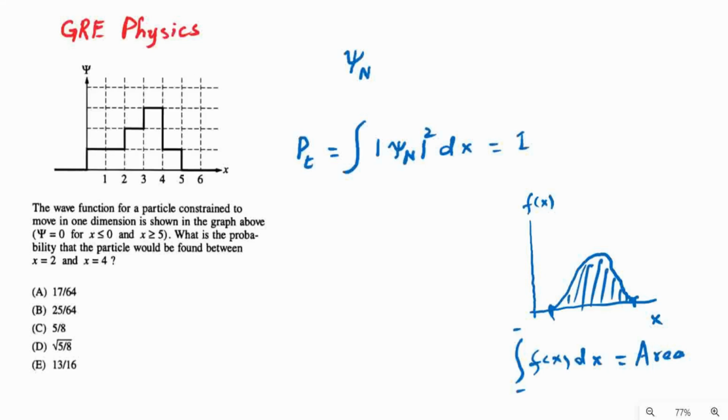Similarly, if you plot psi n modulus square, the area under the function psi n modulus square will be defined by this integral, which should be equal to 1. That is the total probability. In other words, the total probability is the area under the curve psi n modulus square.